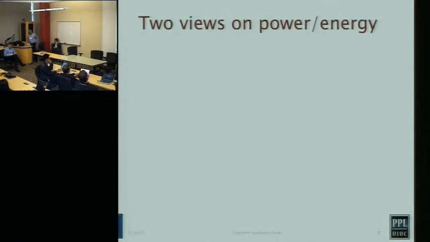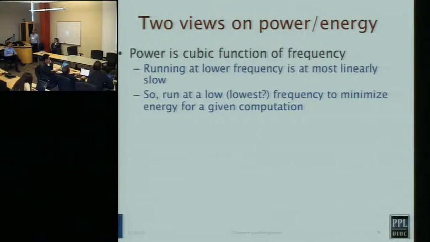I have seen in the papers, and this is somewhat surprising, that we see both views represented in papers that are reasonably current. One view says that power is a cubic function of frequency. Go back to a semiconductor or processor textbook and you'll find that. And of course, running at a lower frequency only slows you down at most linearly, while the power is cubic. Therefore it makes sense to run at the lowest possible frequency if you want to minimize power and energy also, because it's only linearly slow as opposed to cubic less power. And so that's one view.